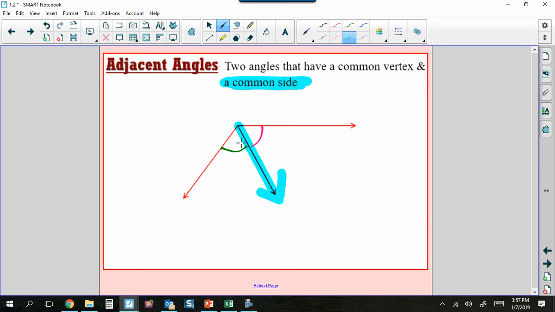So you can see right here we have angle, I'm just going to say angle 1 and angle 2. Angle 1 is using these 2 rays and this vertex. Angle 2 is using these 2 rays and this vertex. You can see that this vertex is the same for angle 1 and 2. There's the common vertex piece. And then what I've highlighted in blue, that is a shared side between these 2 angles. So that is that common side piece. Both of those need to be true for angles to be considered adjacent.